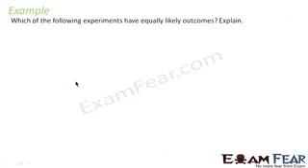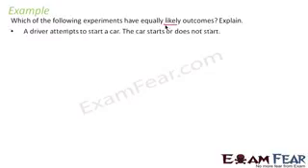Let's take some examples. It's a very simple example. We have to say which of the following have equally likely outcomes. The first is, a driver attempts to start a car. The car does not start. Is it an equally likely outcome? The answer is no. Why? Because it is not universally true that it will have some fixed value.